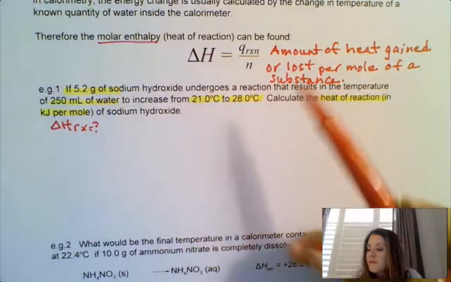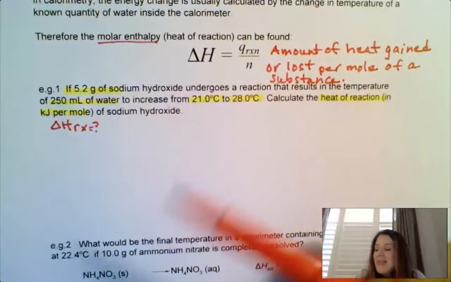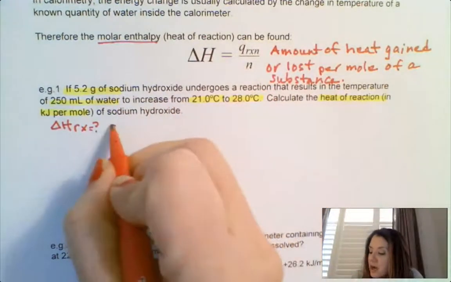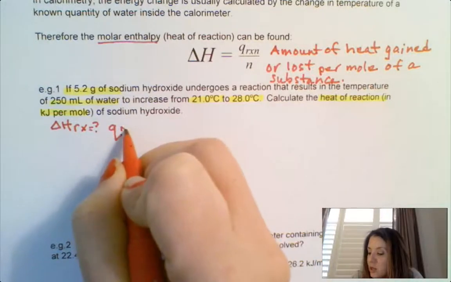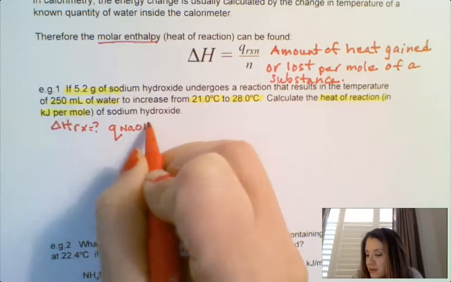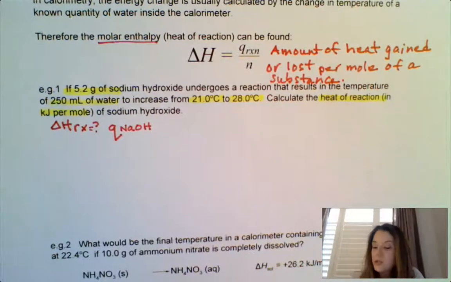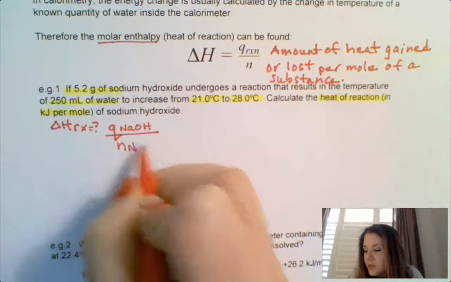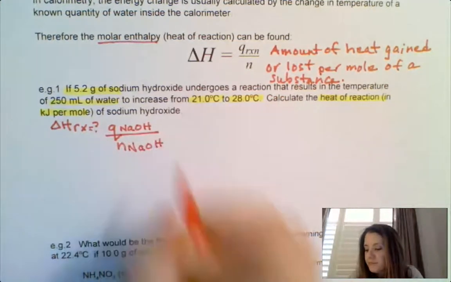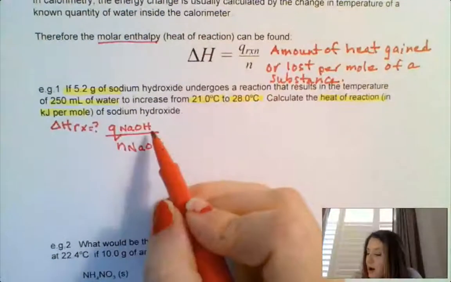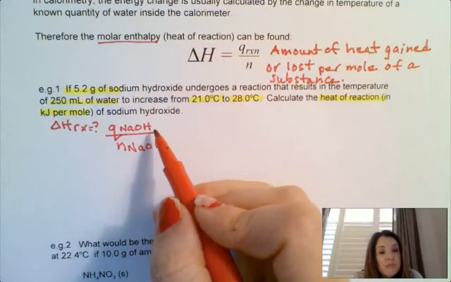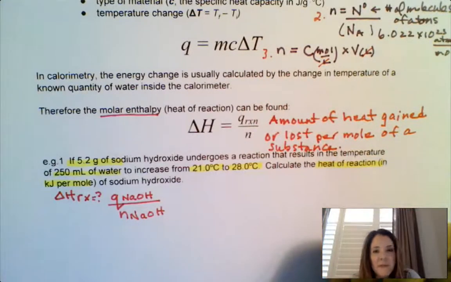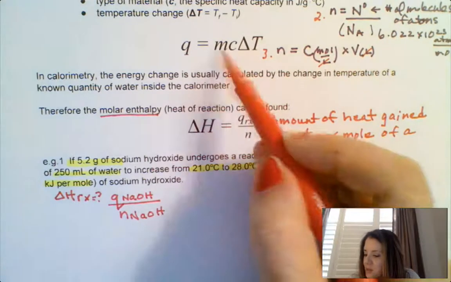So up above, when we're referring to delta H of the reaction, that means I look at the substance that we're dealing with, and it's sodium hydroxide. My target equation is going to be Q of sodium hydroxide, all over moles of sodium hydroxide. If you don't know the formula for sodium hydroxide, you can certainly look that up. When I know the formula for Q, I look that up here: mC delta T. Do I have all of that information? Do I have mass of sodium hydroxide?